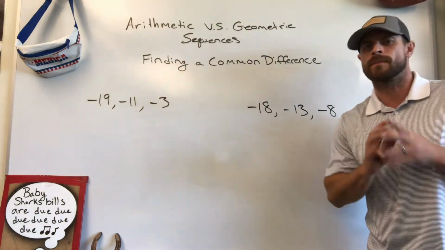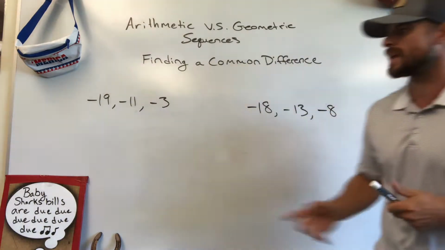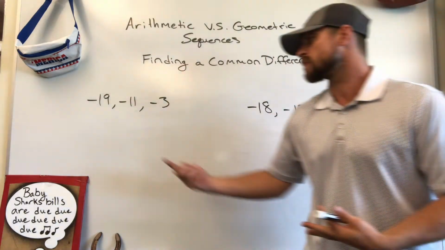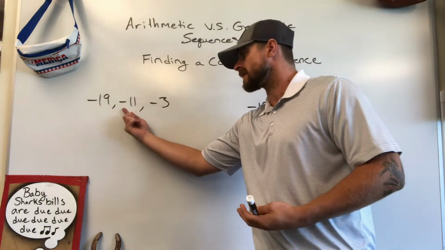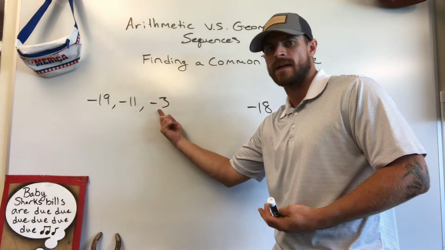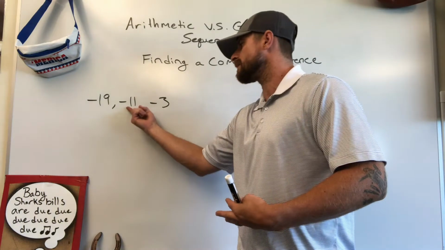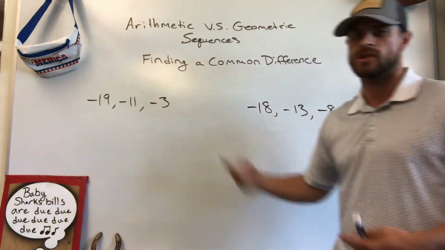All right, so let me break it down for you real quick. Arithmetic just means we're going to have a common difference happening, meaning adding or subtracting values. So it looks like we're going from negative 19 to negative 11, then to negative 3. These numbers are getting bigger, right? So we are increasing some common value in between each and every term.